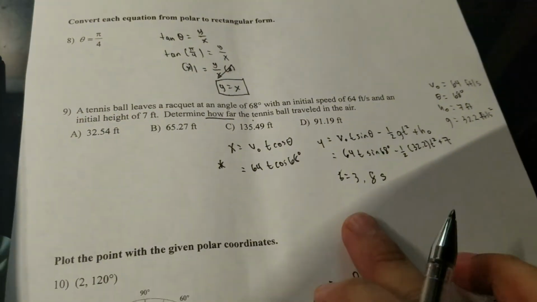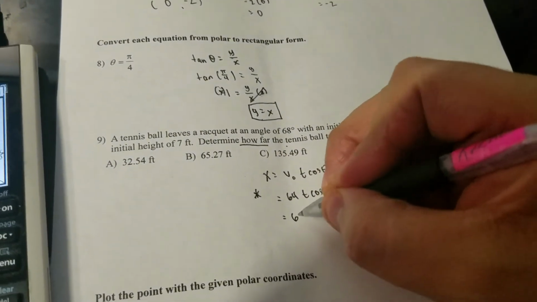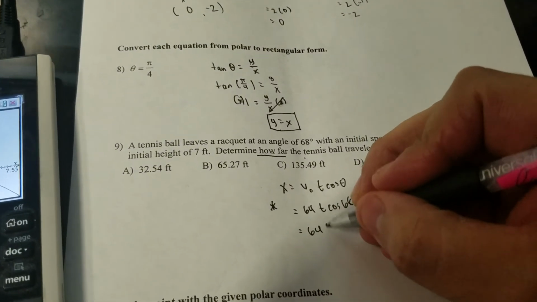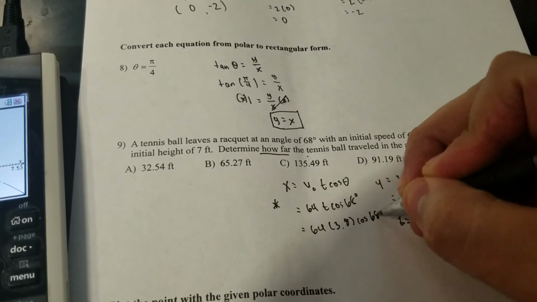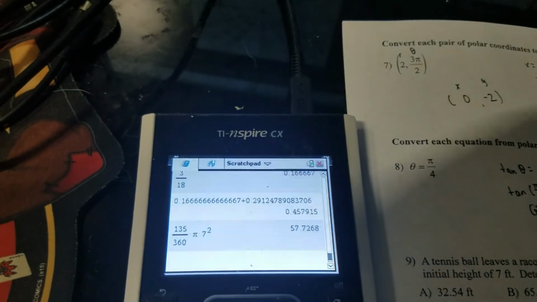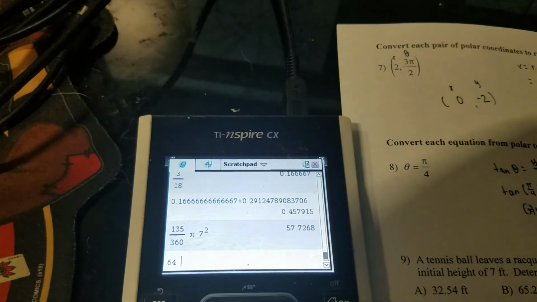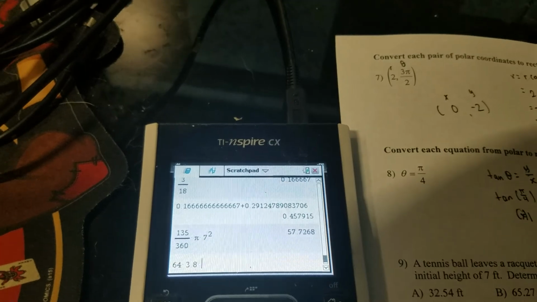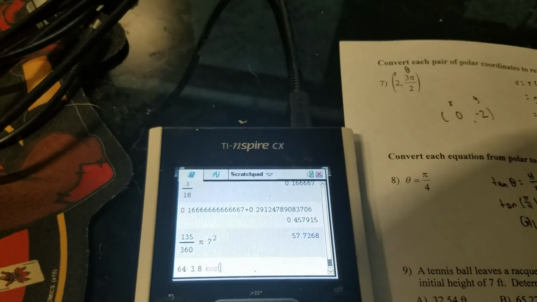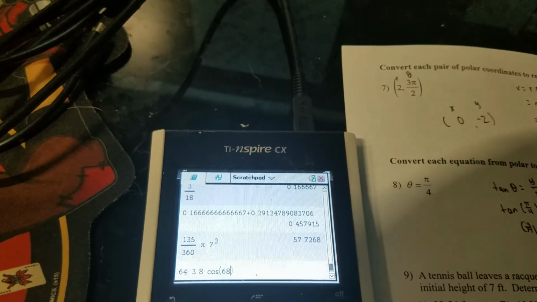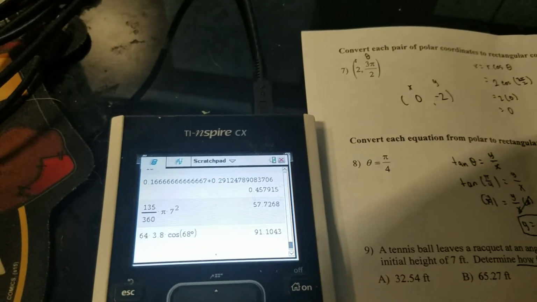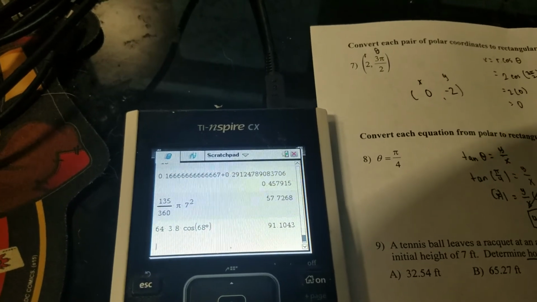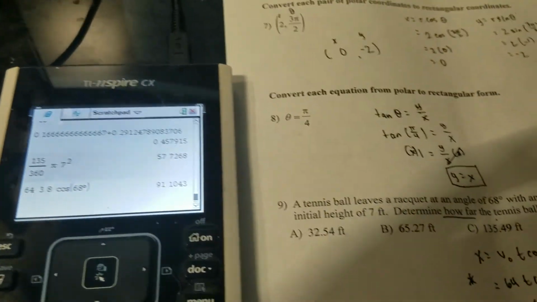So what I'm going to do is, now that I know a time, I'm going to plug it into my x equation. So 64 times 3.8 cosine of 68 degrees. And when I do that, I'm going to go ahead and just plug that in the calculator. You will have a calculator for something like this. I get that it is 91.1 feet, which is answer D.